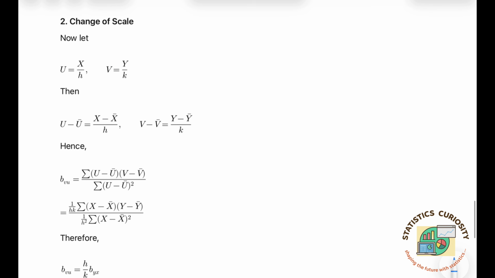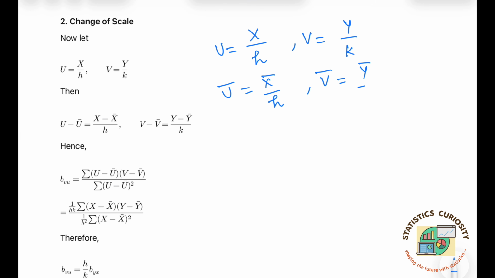Now let's see the changing of scale. Changing of scale means dividing by some value or multiplying by some value. Okay, so let's say you are dividing x by h and y by k. So you are having new variables u and v over here. You are changing the scale only. Now your u bar will become x bar upon h, and your v bar will become y bar upon k. If you subtract, u minus u bar and v minus v bar, you will have (x minus x bar) upon h and (y minus y bar) upon k.